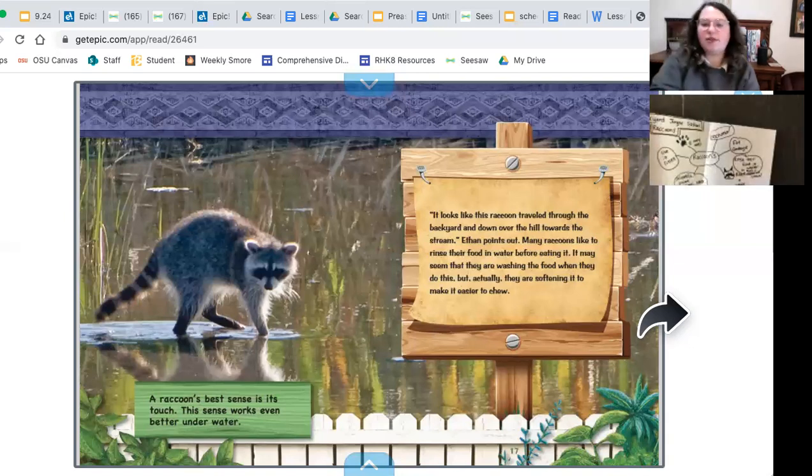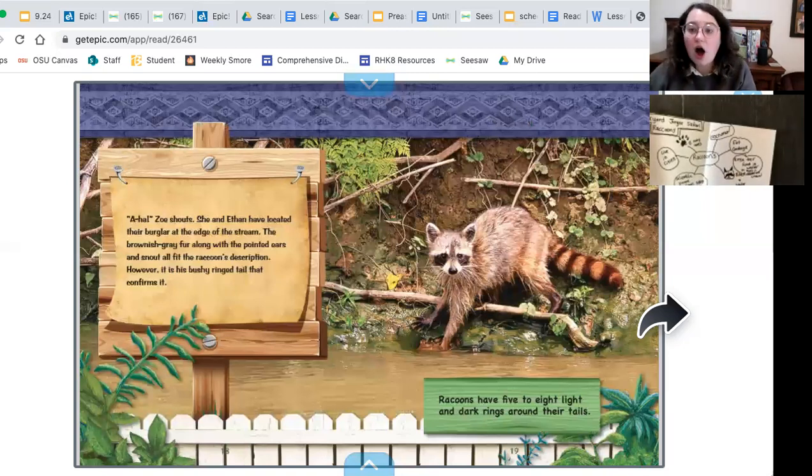Add that to my map. That's super interesting to me. Aha! Zoe shouts. She and Ethan have located their burglar at the edge of the stream. The brownish gray fur, along with the pointed ears and snout, all fit the raccoon's description. However, it is his bushy ringed tail that confirms it.